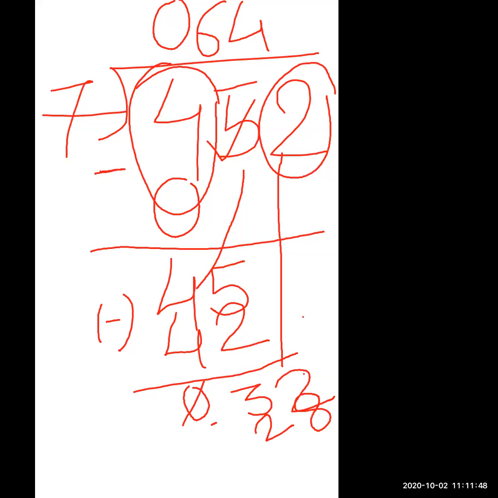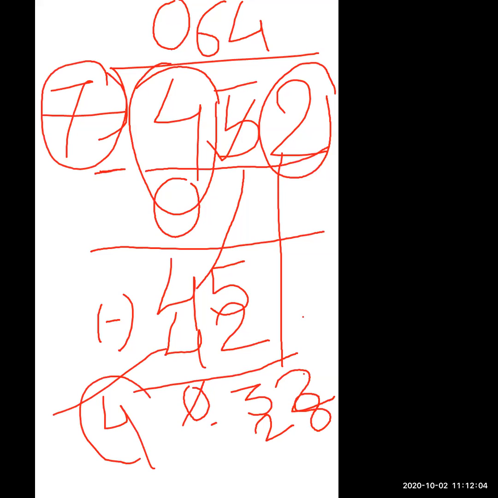Your answer is 4. So in this sum, 7 is the divisor, 452 is the dividend, 64 is the quotient, and the remaining 4 is your remainder. Now look here. Now the sum is over. The division sum is over.